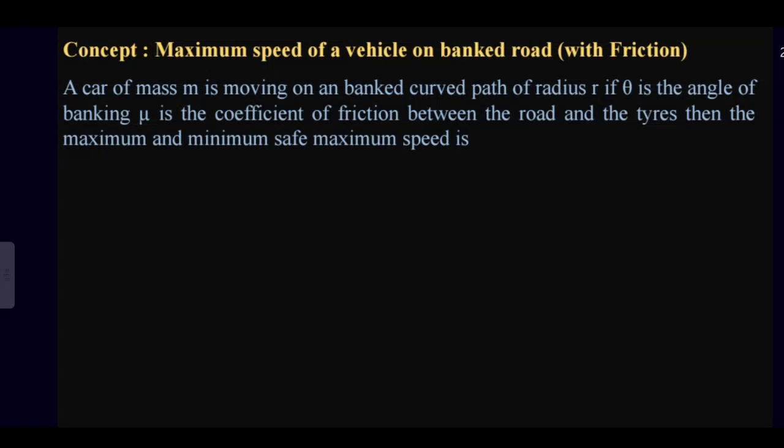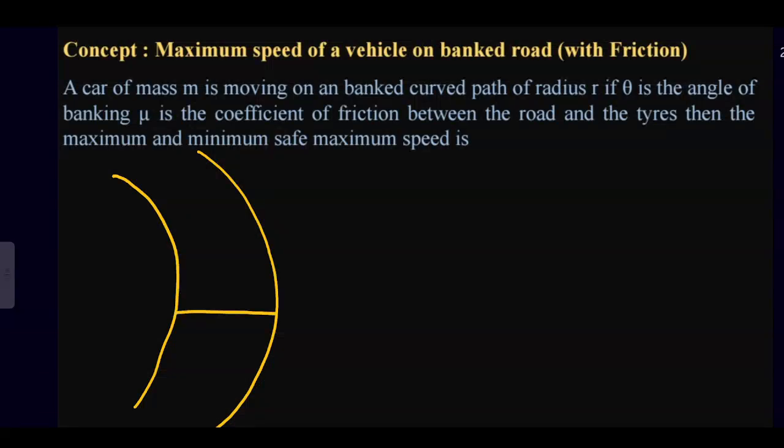Now here, first of all, we need to identify the direction of friction also. Look at now here. Now this is a curved road and so banking is done. So this is A and B and this is C, and this is the angle of banking theta.